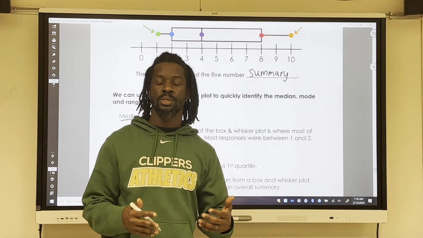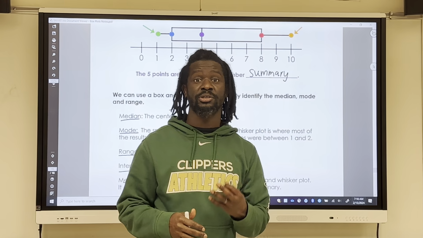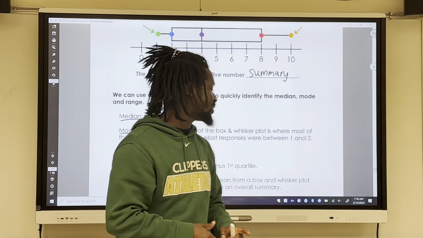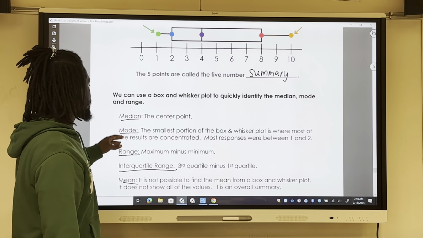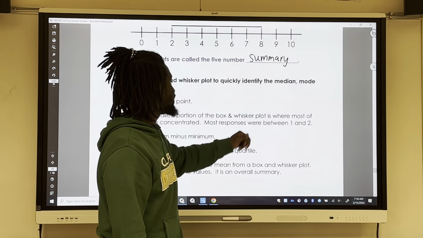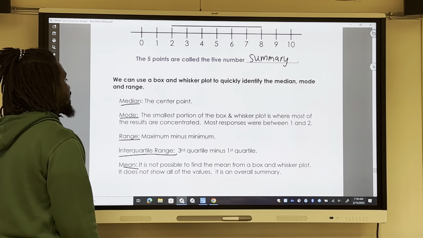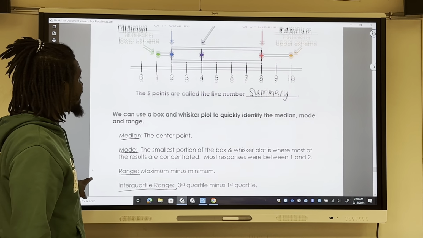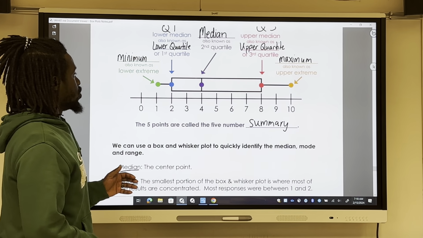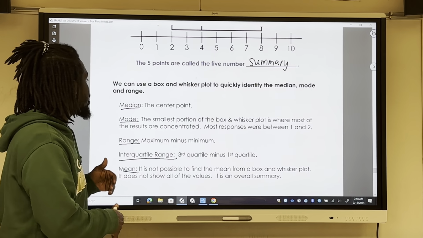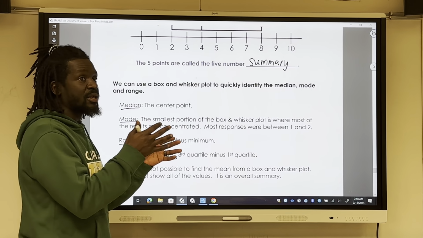We've define that. That is our step 3. Once we put them in order, find the minimum and the maximum, find the median is that center point. The mode, okay? So the smallest portion of the box and whisker is where most of our results are, okay? So in this case, right, where it is the smallest, that is where most of the numbers fall.